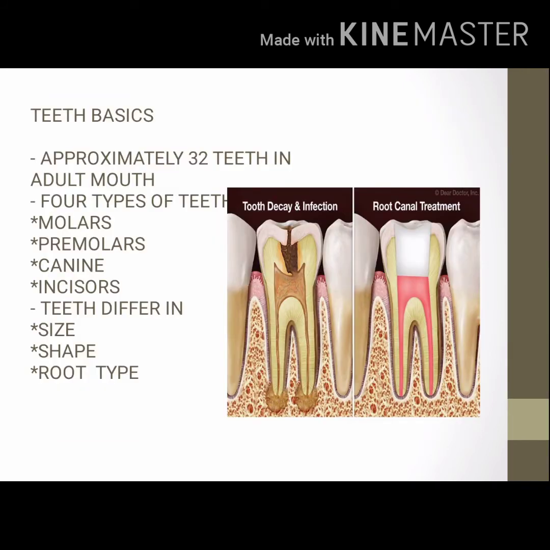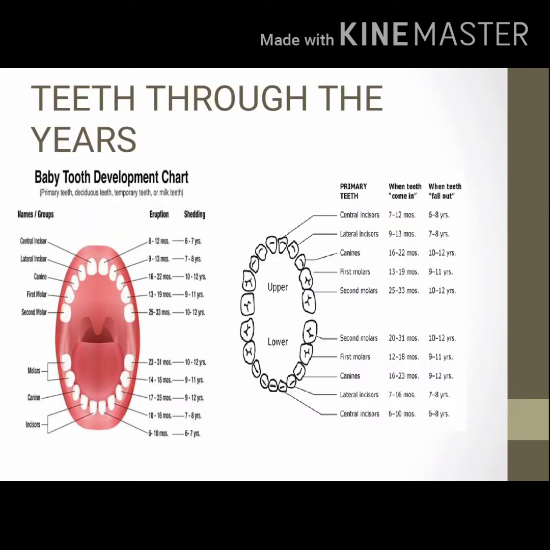The next picture is teeth basics. There are approximately 32 teeth in an adult. There are 4 types of teeth: molars, premolars, canines, and incisors. Teeth differ in size, shape, and root type. This picture is teeth through the years. The start is baby teeth, upper and lower.